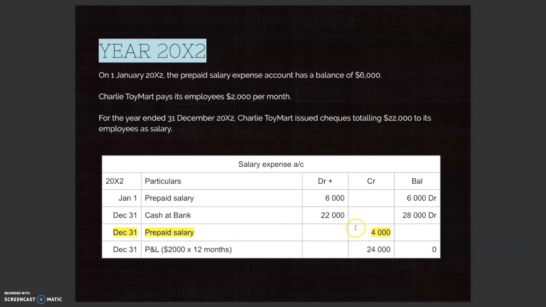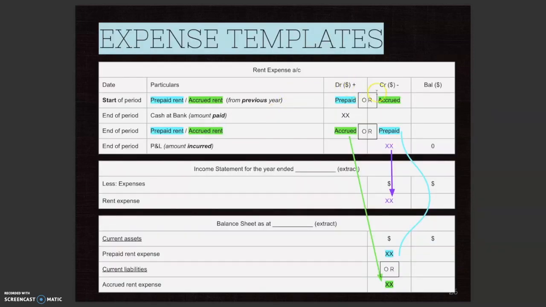One way is to remember by their positions. So this is the expense template. At the start of the accounting period, you either record the amount of prepaid or accrued in the respective area. Then you record the amount paid. This is always on the debit side. At the end of the year, the amount that you have incurred for the year will be placed on the credit side. Any balance remaining will be your prepaid or accrued amount that will be brought forward to the next year.